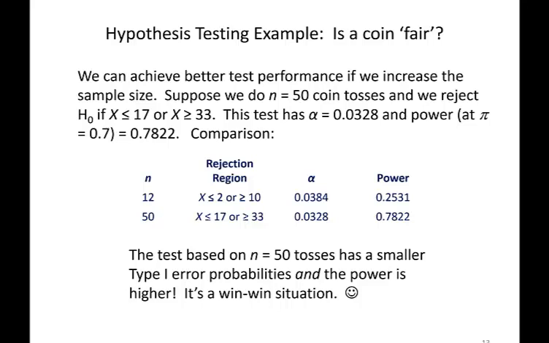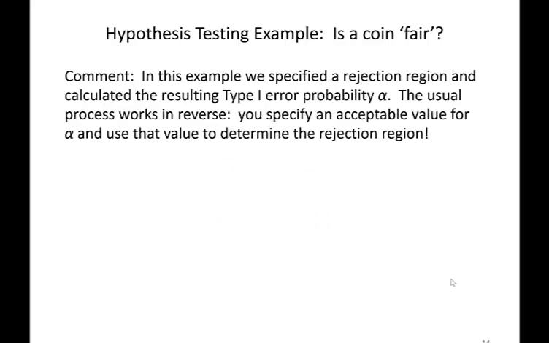Just a quick comment about the procedure. In this example, we specified our rejection region and then calculated alpha. In other words, we said reject if x is 0, 1, 2, 10, 11, or 12, and then we added up the probabilities associated with that under the null hypothesis. And that's typically backwards. Usually you pick alpha and you say, I want alpha to be some number. 5% is the default, and that will tell you what the rejection region is. So that's what we will do in the future.